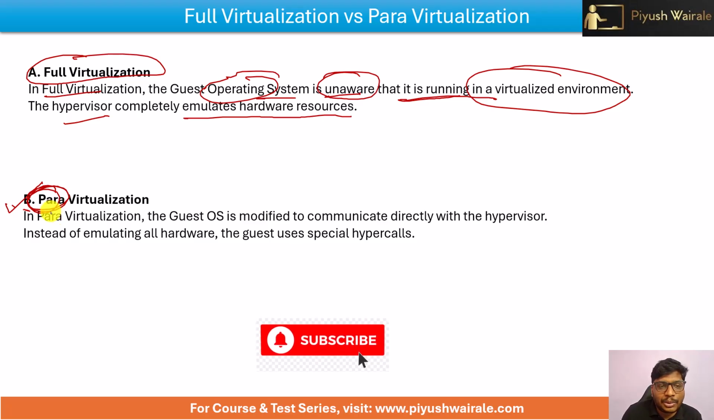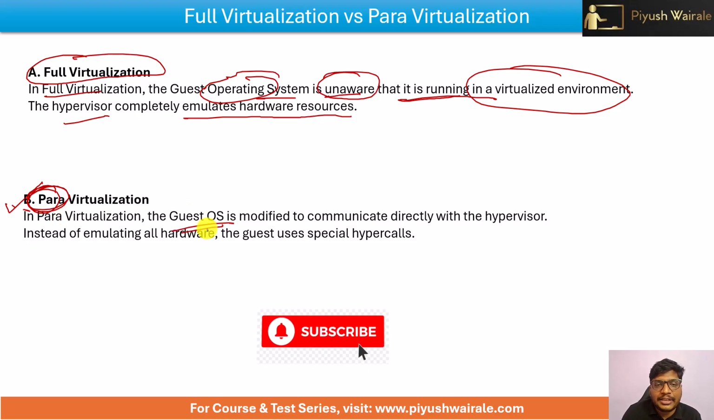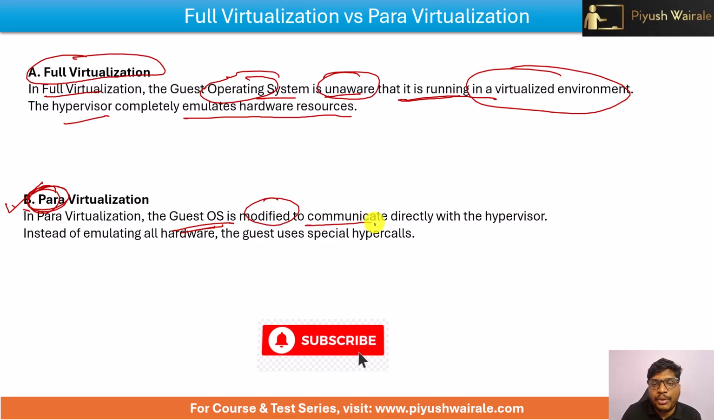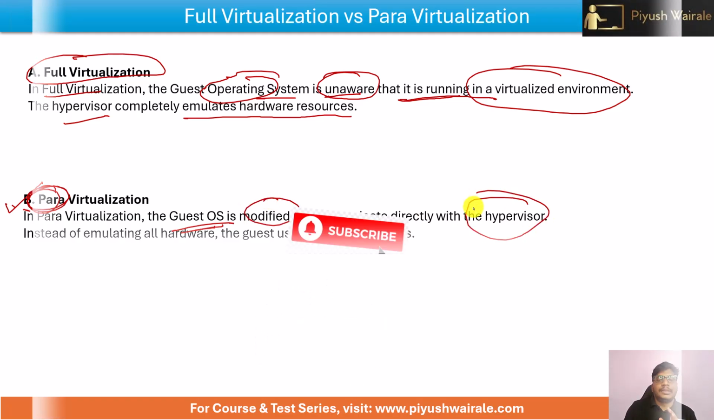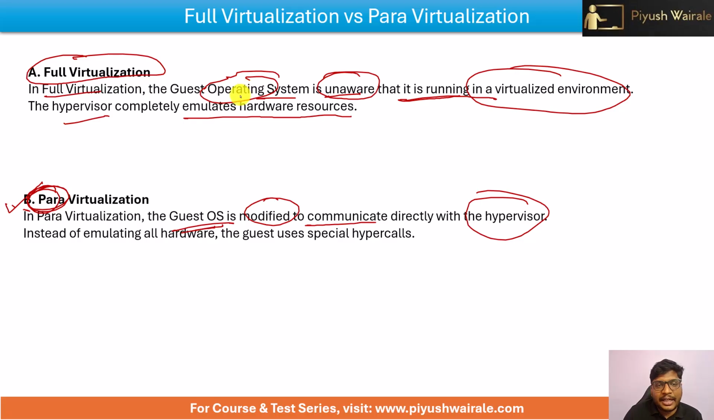In para virtualization, the guest operating system is modified to communicate directly with the hypervisor. In full virtualization, the guest operating system is unaware that it is running in a virtual environment, but here the guest operating system is modified to communicate directly with the hypervisor. That is what para virtualization is. Instead of emulating all the hardware, the guest uses special hypercalls.